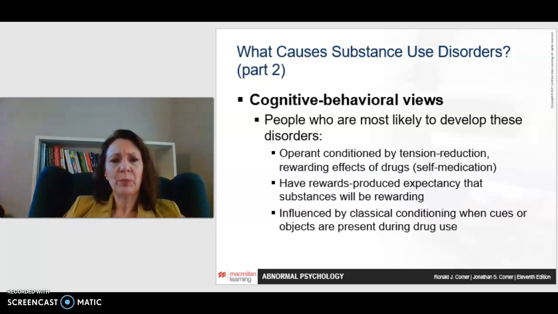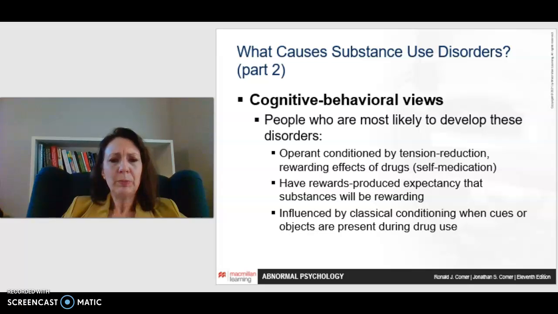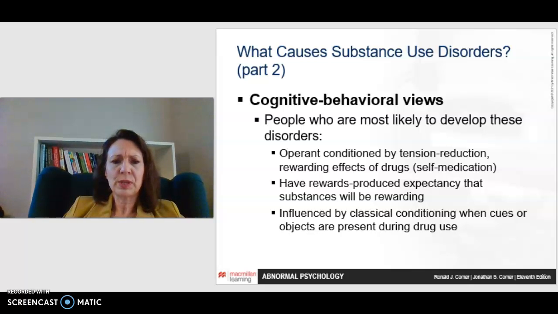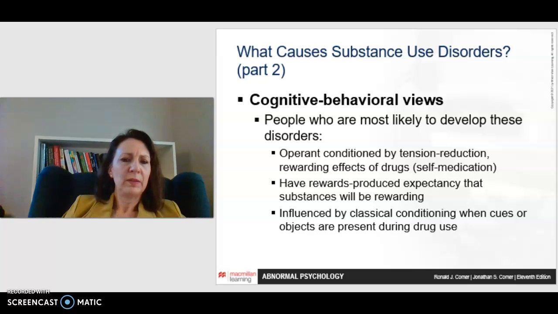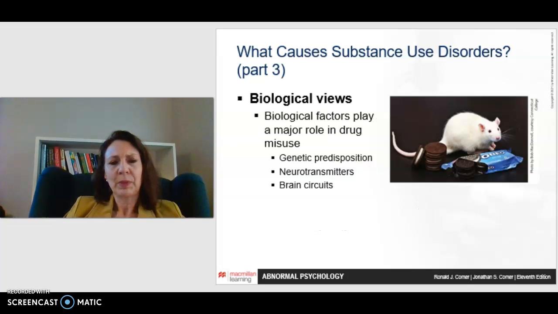Cognitive behavioral views look at people who are most likely to develop these disorders as being operantly conditioned by tension reduction, the rewarding effects of the drugs, meaning that they get self-medicated. They have reward-produced expectancies that the substances will be rewarding, so they take them over and over again. They are influenced by classical conditioning when cues or objects are present during drug use, like seeing a pipe or something like that. So it cues them to use the drug.